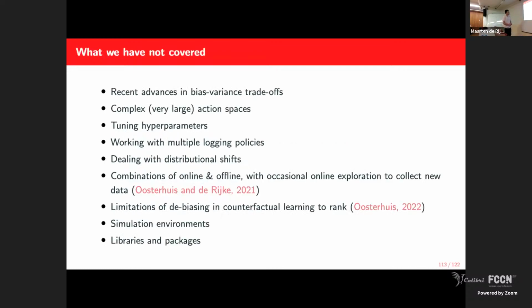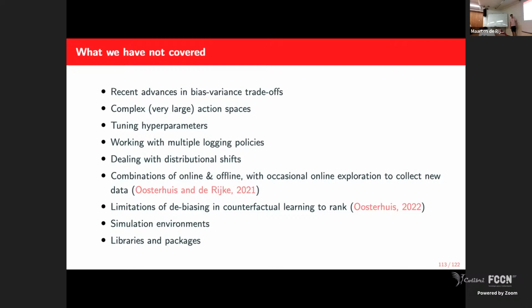And we have a longer list of what we have not covered. Many things, in practice. What we just said was very general, because it doesn't explain what we do when we have very large action spaces, or how we actually tune the hyperparameters when we learn offline. That's a really hard problem. Also, sometimes you don't have just one system in place that you learn from, but you have multiple policies. So what do you do in that case?